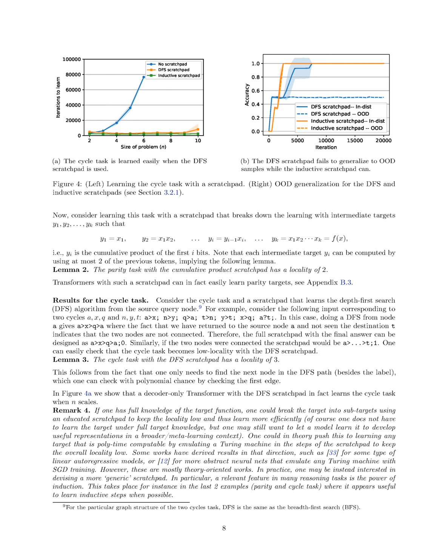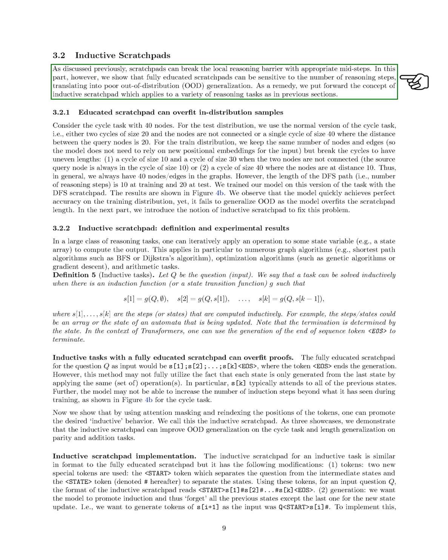Section. Inductive scratchpads. In this section, we explored the concept of inductive scratchpads. We found that scratchpads, when fully educated, can struggle with the number of reasoning steps, leading to poor generalization outside the known data. To address this issue, we introduced the idea of inductive scratchpads, which can be applied to various reasoning tasks. When scratchpads are fully educated, they may become too specialized in handling the training data, resulting in poor performance on new, unseen data. For instance, in a cycle task with 40 nodes, we observed that the model excelled on the training data but failed to generalize well to different scenarios during testing.